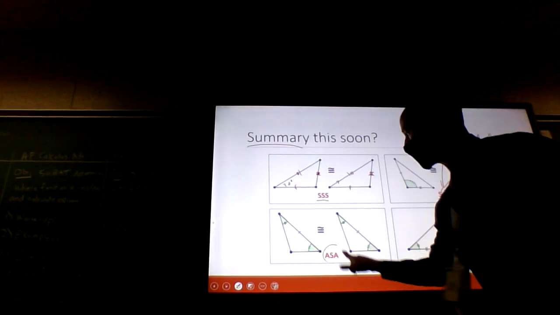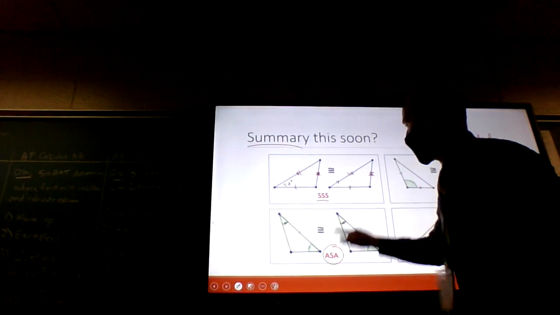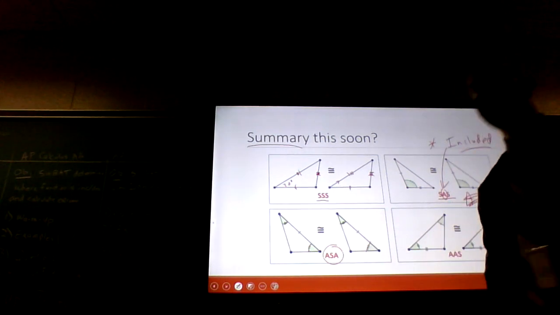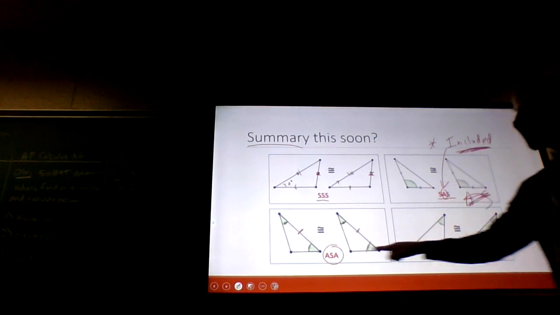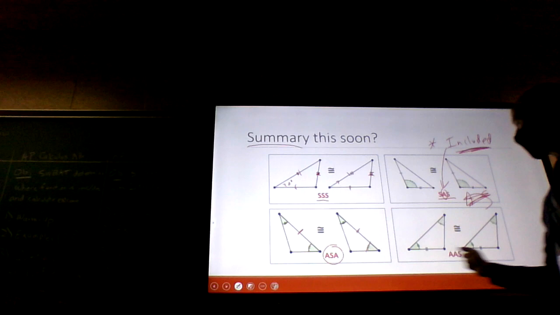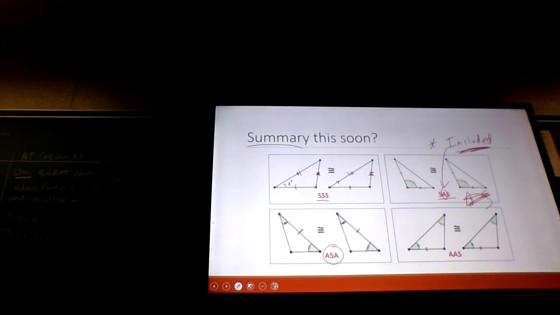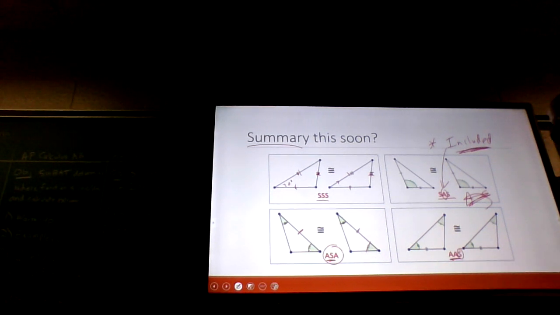Can you guess why this one's called ASA? Angle side angle. So if I can show that an angle is congruent to an angle, a second angle is congruent to another angle, and then the included side, then they're congruent. And then finally, AAS. Notice that these two look kind of the same, but guess where the S is on this one? It's at the end. This one does not have to be included. So this one is not included.